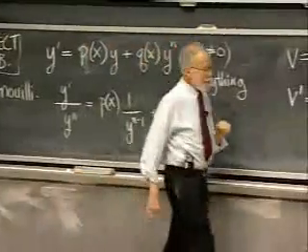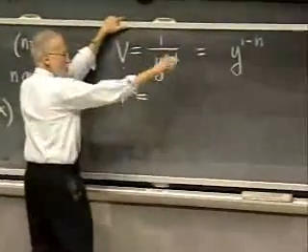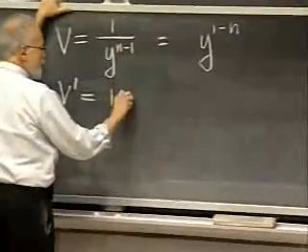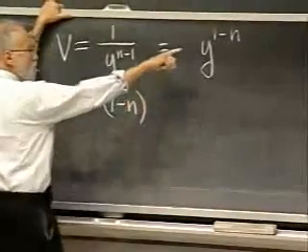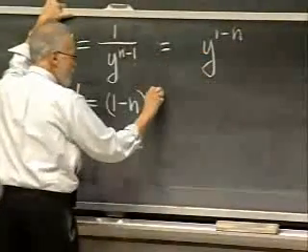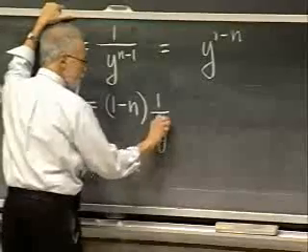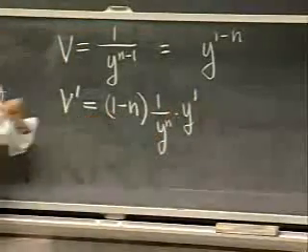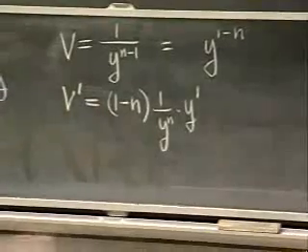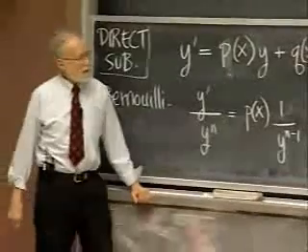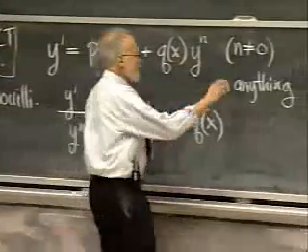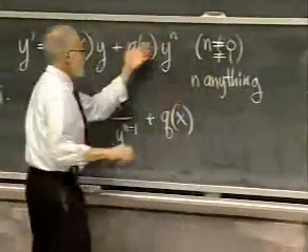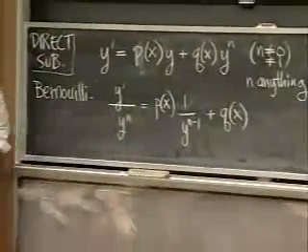Well, the little miracle happens. What's the derivative of this? It is 1 minus n times y to the negative n times y prime. In other words, up to this constant factor 1 minus n, it's exactly the left-hand side of the equation. Well, let's make n not equal 1 either. As I said, you can separate variables if n equals 1.